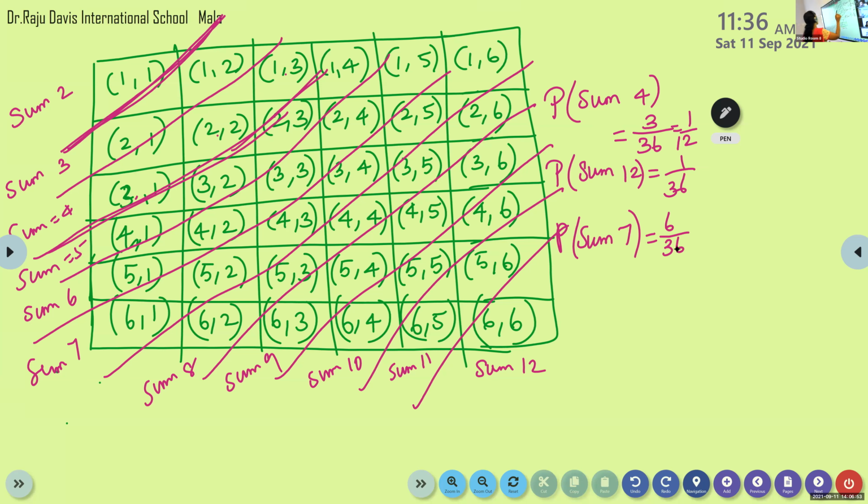Sum is 7. How many times will you get it? 1, 2, 3, 4, 5, 6. So it will be 6 by 36. So what is the probability of getting sum 10? Sum is 10. Sum 10 is 3 by 36.